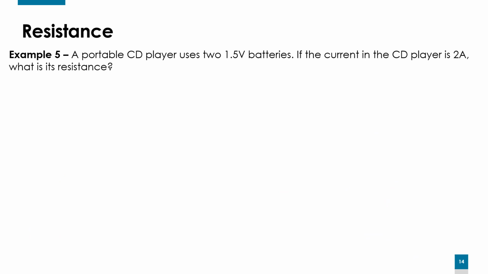And finally, the last one. A portable CD player uses two 1.5V batteries. If the current in the CD player is 2 amperes, what's the resistance? So let's highlight. A portable CD player uses two 1.5 volt batteries. If the current in the CD player is 2 amperes, what is the resistance? Okay.